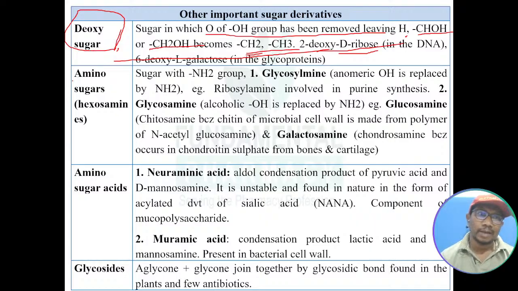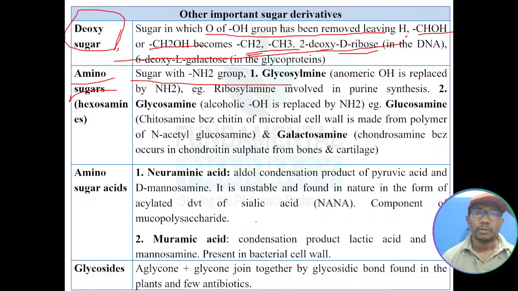Another type of sugar is amino sugar. Amino sugar है ना, sugar derivative है. Deoxy sugar is a sugar derivative. Amino sugar is a sugar derivative, है ना. Glycoside is also a sugar derivative. Sugar acids are also derivatives of sugar, है ना. So sugar with the amino group is known as amino sugar.